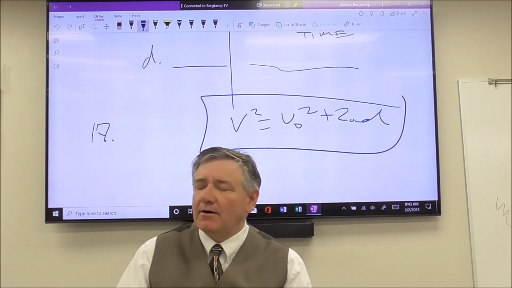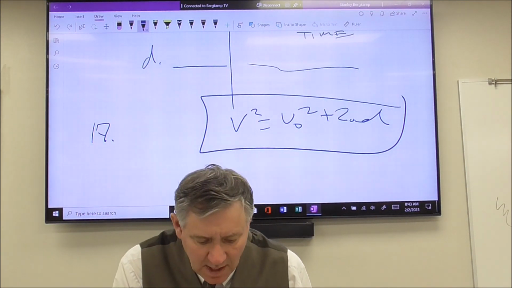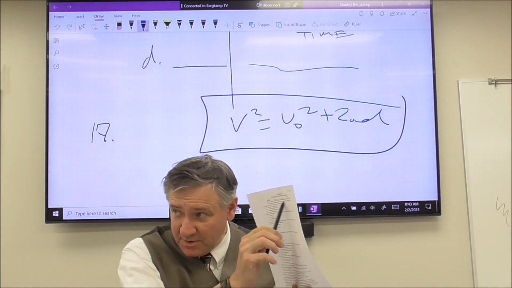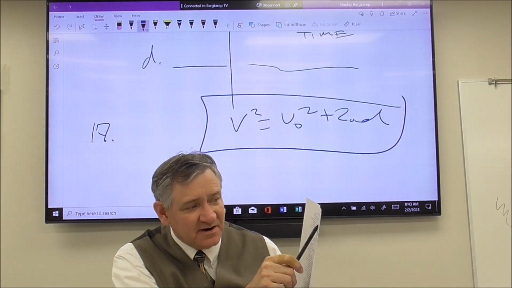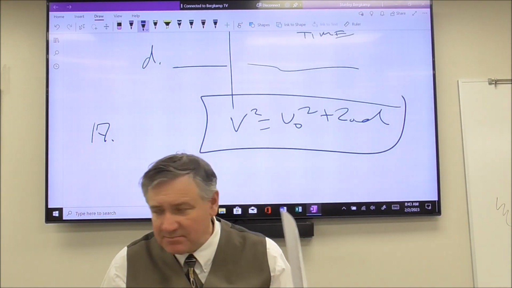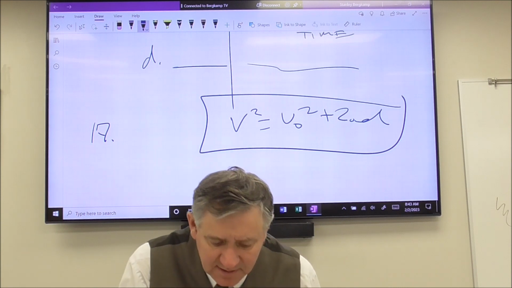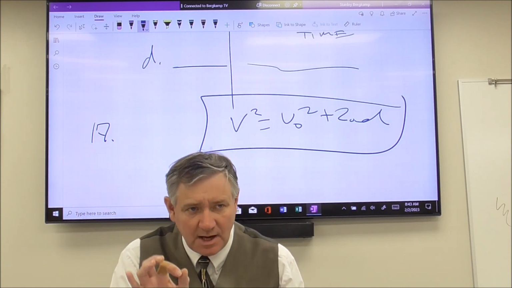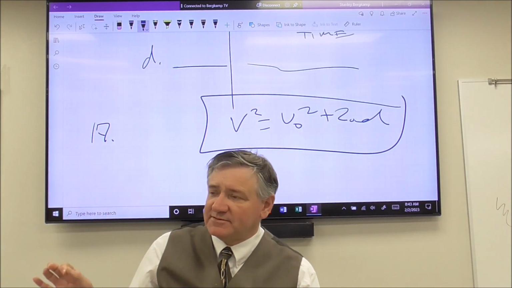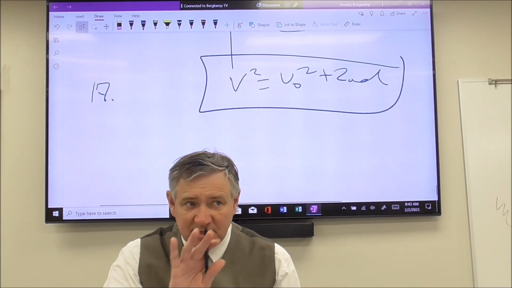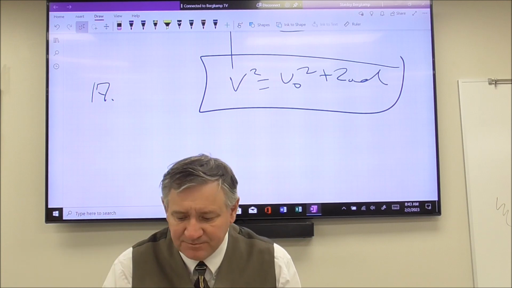Okay? Now, you have kilometers per hour. Over here on the front, up here at the top, it says, all calculations must be done in the MKS system of units. What this means is that you cannot leave the kilometers per hour in kilometers per hour. What are you going to have to change it into? Meters per second.